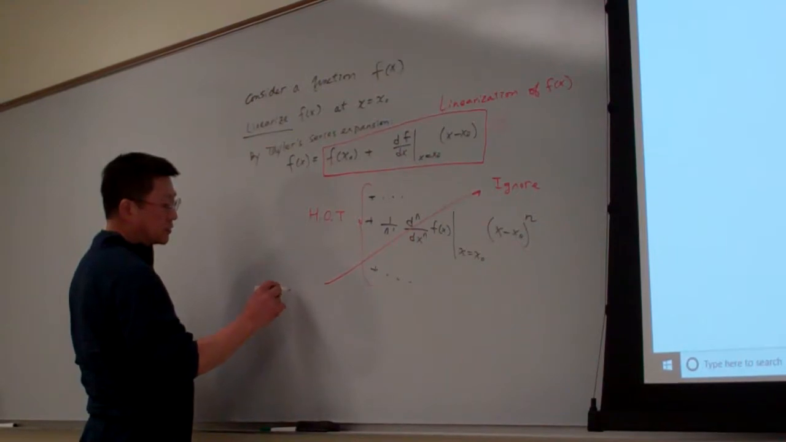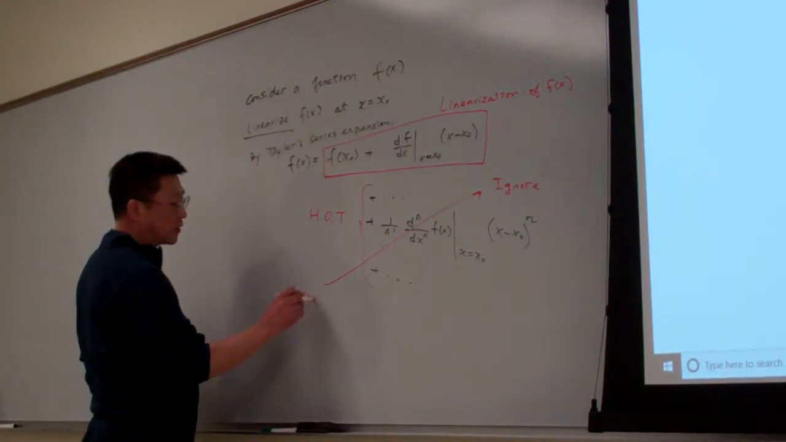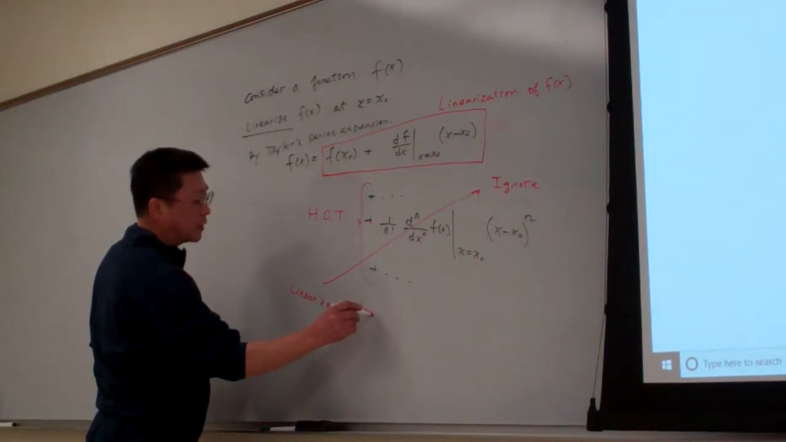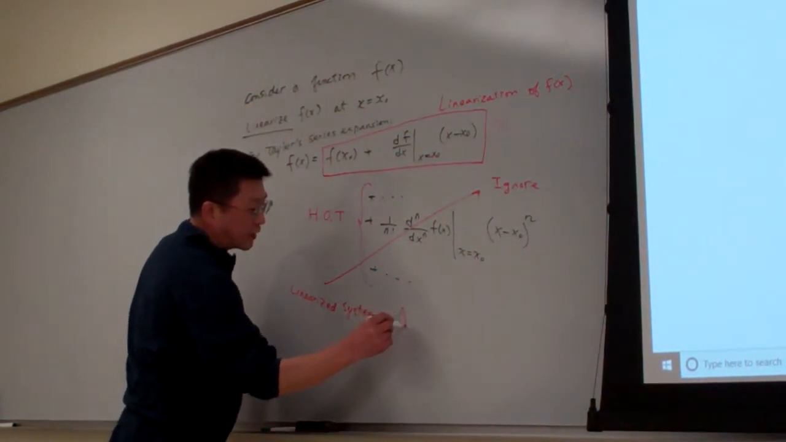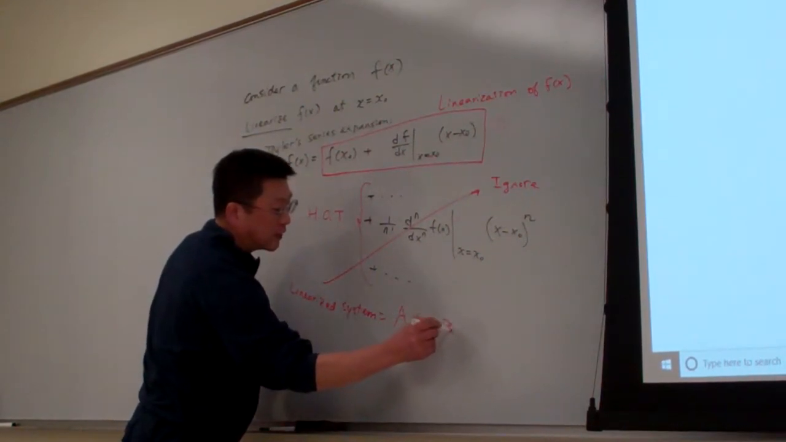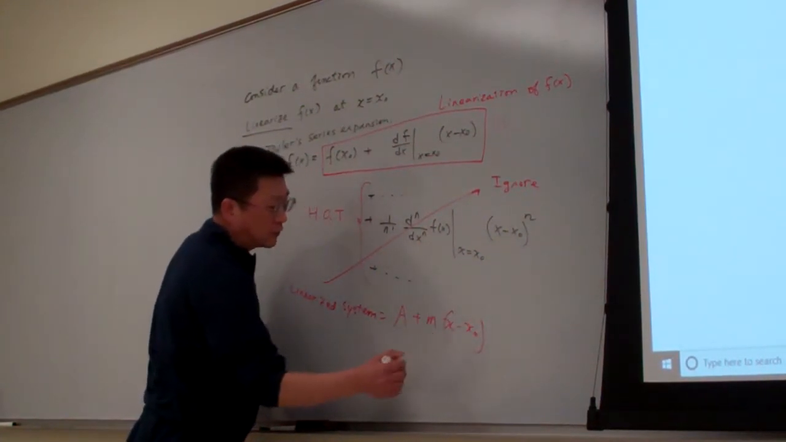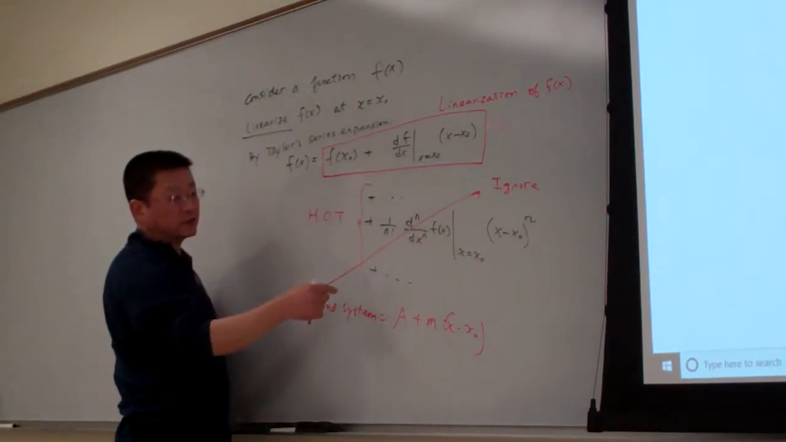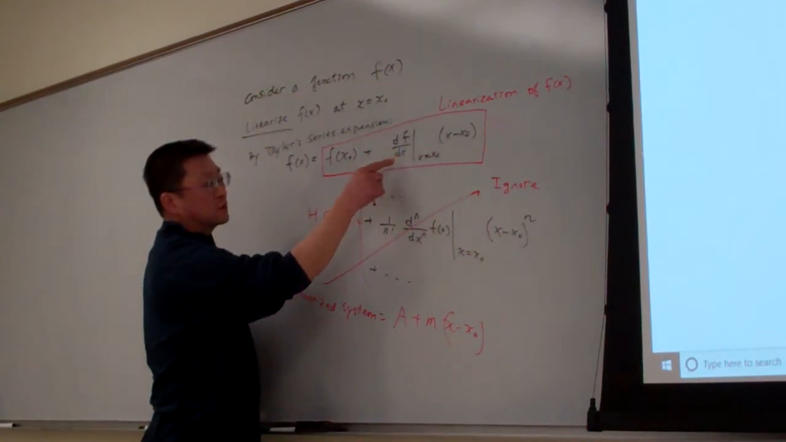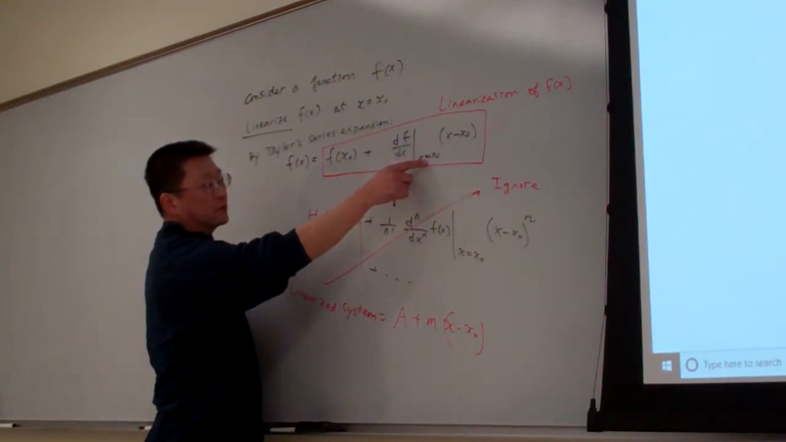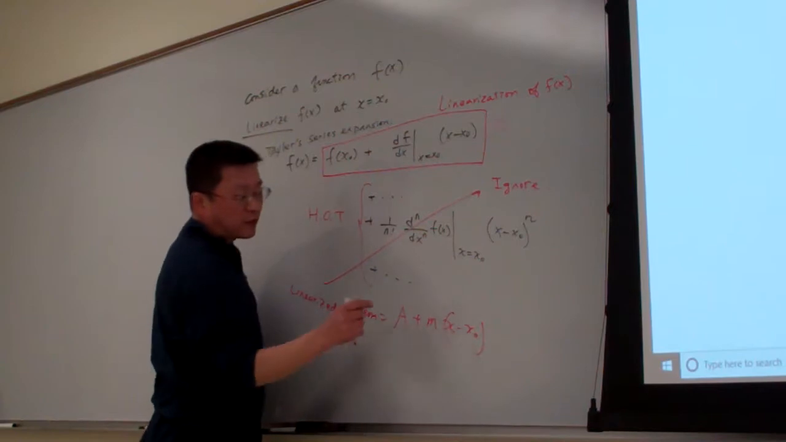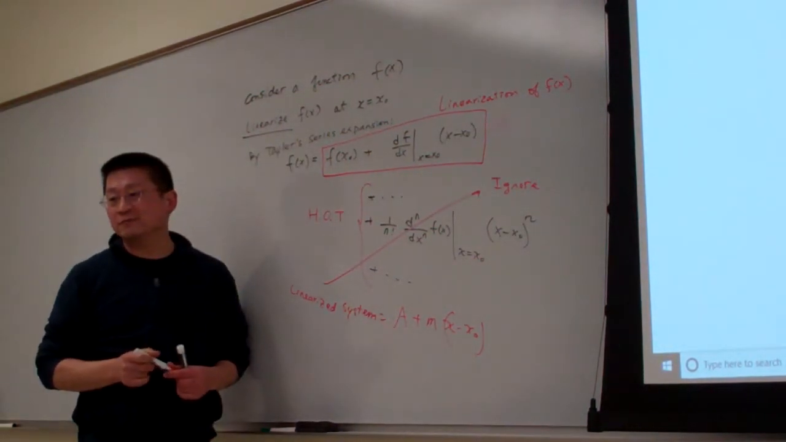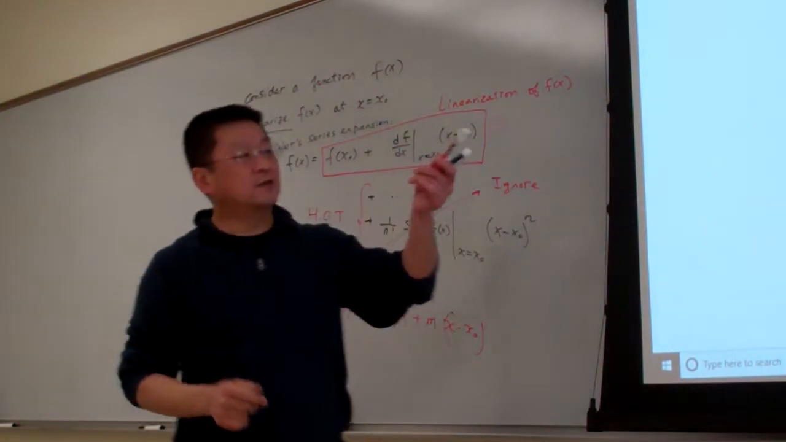The linearized system looks like a plus m times x minus x0. Here, a is a constant given by this, and m is the slope of this linear system, given by the derivative of this function. You calculate that derivative at this point, and this term tells you how far you are from the operation point. Let's look at this graph.